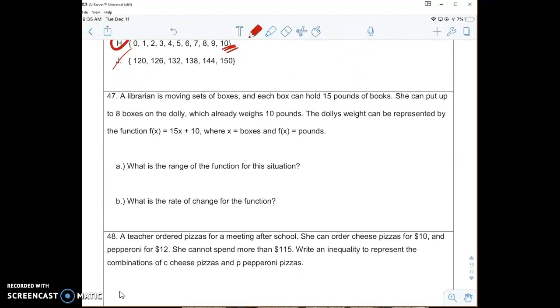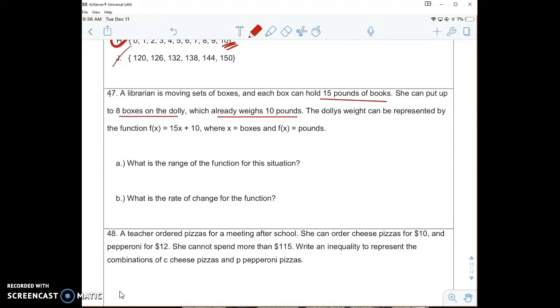Number 47. A librarian's moving sets of boxes, and each box can hold up to 15 pounds of books. She can put 8 boxes on the dolly, which already weighs 10 pounds. The dolly's weight can be represented by the function f of x equals 15x plus 10, where x is the number of boxes and f of x is pounds. What is the range? So how many pounds could she hold on this cart?